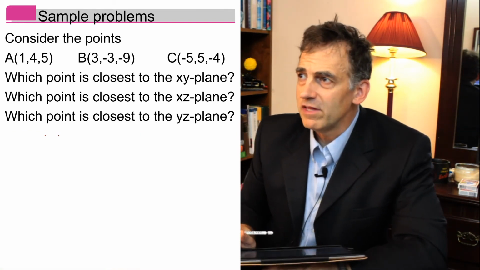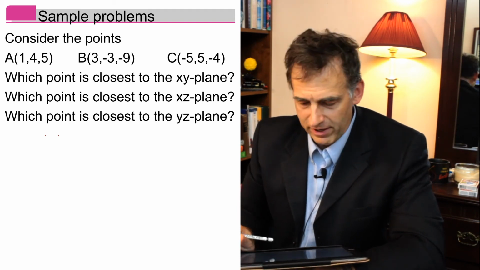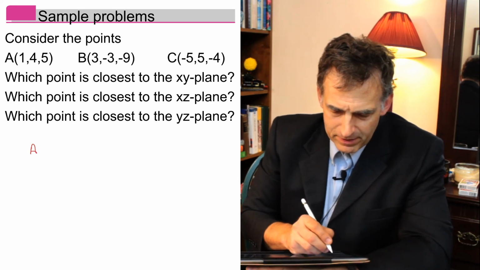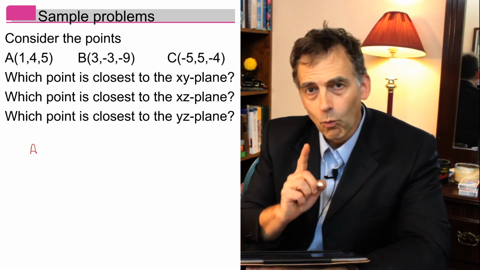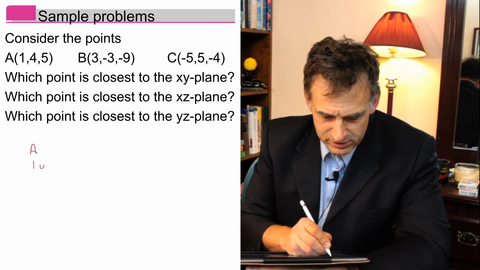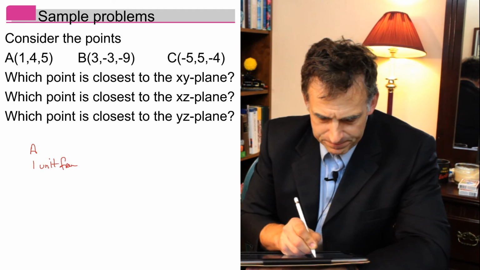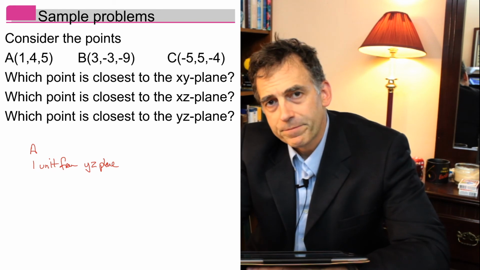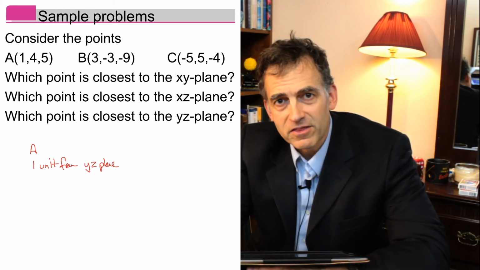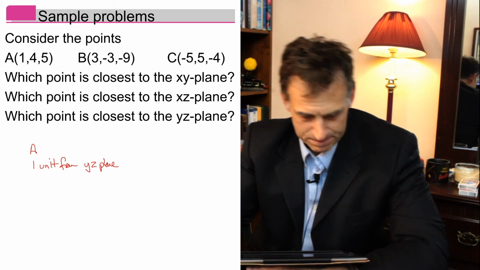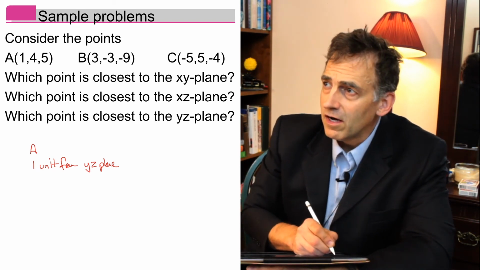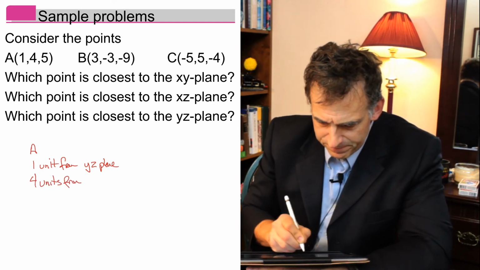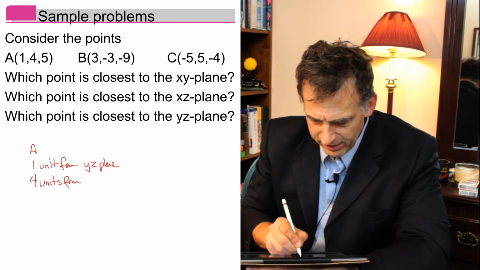I want to know which of these points is closest to the xy plane. So let's talk about these points. We have point A, and point A happens to be 1 unit from the YZ plane, because the x coordinate is literally the distance from the YZ plane, and it also is 4 units from the xz plane.